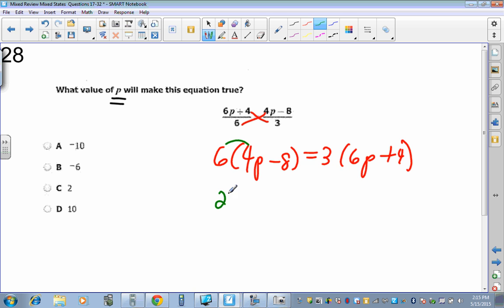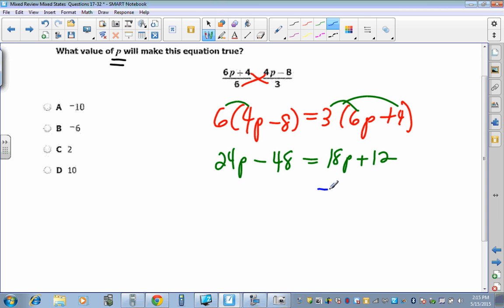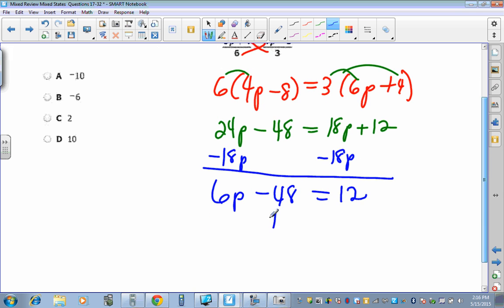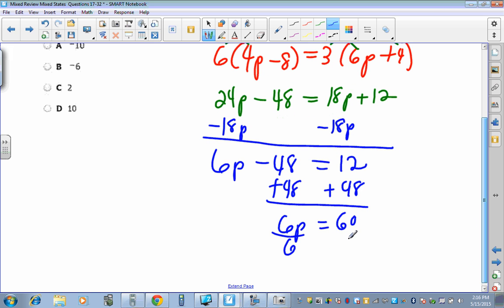We distribute now. That's 24p minus 48 equal to 18p plus 12. Now let's use our subtraction property of equality and move the variables to one side. That gives us 6p minus 48 equal to 12. Now let's use the addition property of equality and add 48 to both sides. That gives us 6p equals 60. Now let's use the division property of equality. Divide by 6. And so you get 10 for your answer. So 10 is our answer.